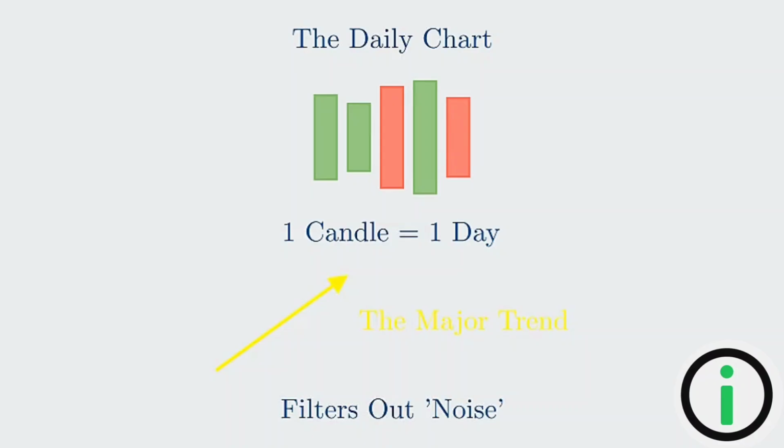If the daily chart is moving up, the wind is at your back for buying. If it is moving down, the overall momentum is bearish. You should never trade against the daily trend without a very good reason. It provides the context for everything else we do.